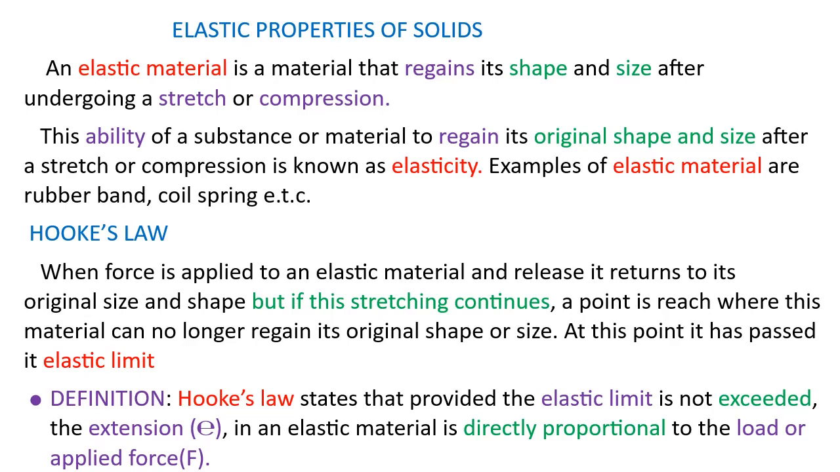Now let's go to Hooke's law. Hooke did an experiment on elastic material, and he came to the conclusion to what we know as Hooke's law. When force is applied to an elastic material and released, it returns to its original size and shape. But if the stretching continues, a point is reached where the material can no longer regain its original size or shape. At this point, it has passed its elastic limit.